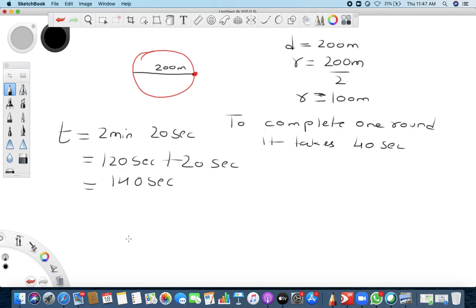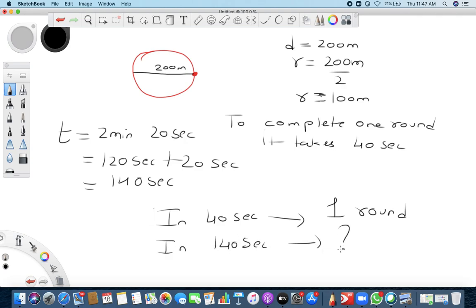So in order to find out the distance, first we find out how many rounds. So we can say in 40 seconds, it completes one round, right? So in 140 seconds, it completes how many rounds? Understand this small thing? So that is equal to 1 into 140 upon 40. So what do you get? 7 upon 2, that is 3.5 rounds.